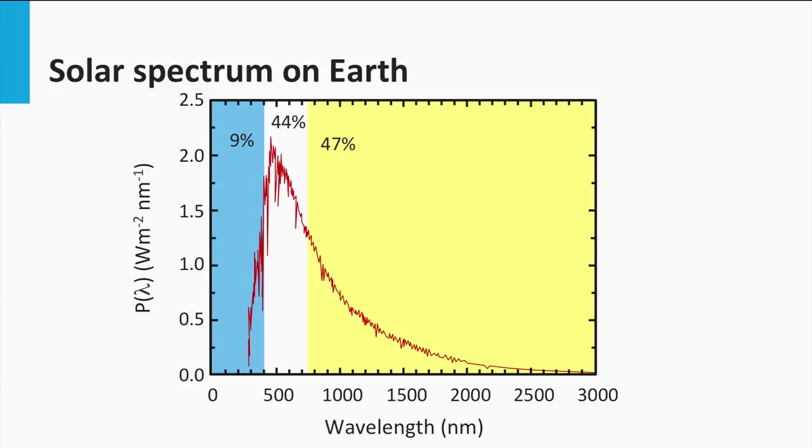If we look at the solar spectrum, 9% of its energy is in the UV range, at wavelengths smaller than 400 nanometers. 44% of its energy is in the visible range, whereas 47% of its energy is in the infrared.